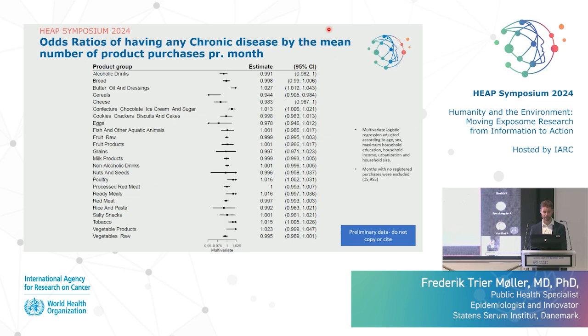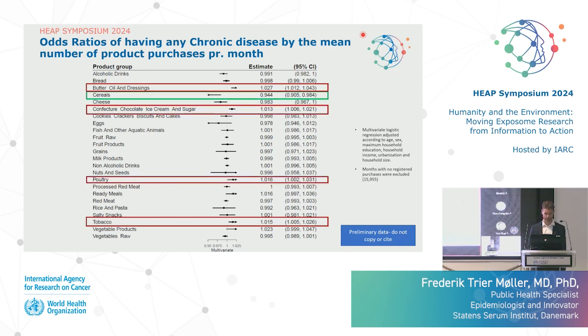This is some of the very preliminary results. This shows the odds ratios of having any disease by the mean number of product purchases per month. It's a multivariate logistic regression, and we adjusted for some of the variables that you saw before. You can see here that cereals seems to be a good thing, and we also see that smoking seems to be a bad thing among butter, oil, and dressings, and confectionery, chocolate, ice cream, and sugar.